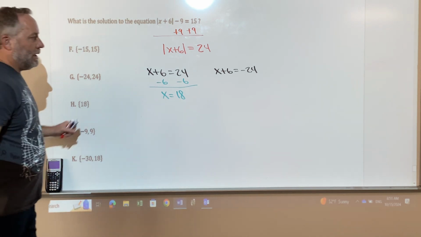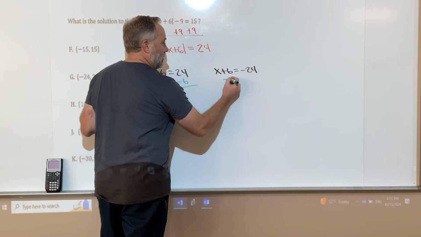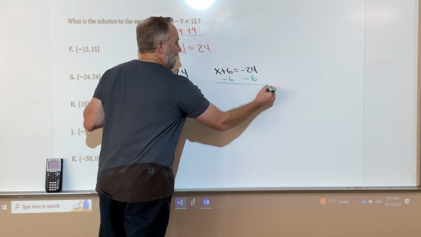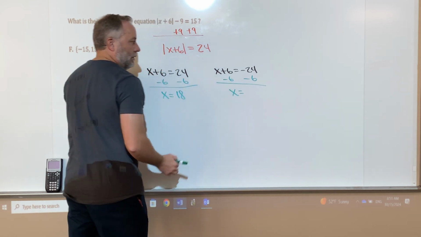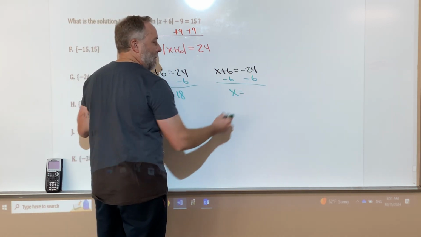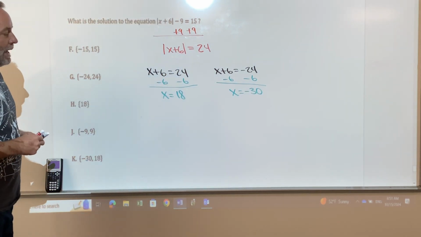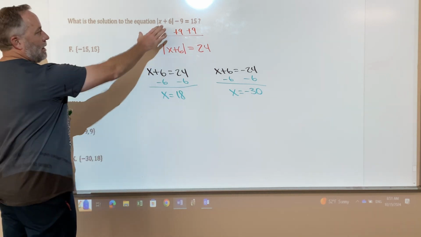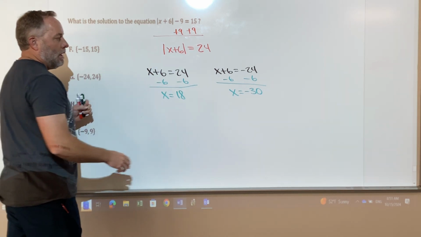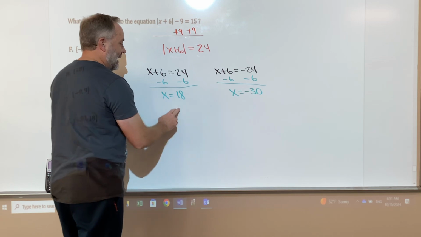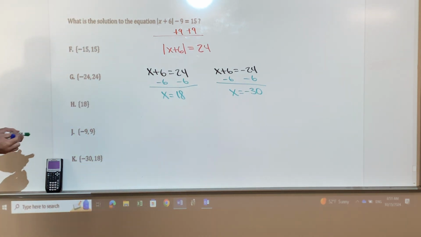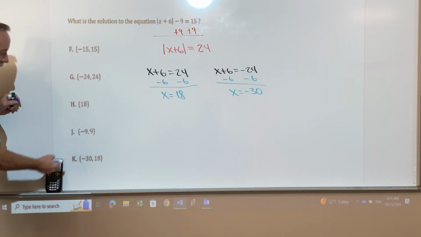And then we do the same thing over here. We're trying to get this x alone. We subtract 6 from both sides, and we get x is equal to negative 24 minus 6 is negative 30. So we have the two solutions that will make this equation true are negative 30 and 18. And we see that solution in answer K.